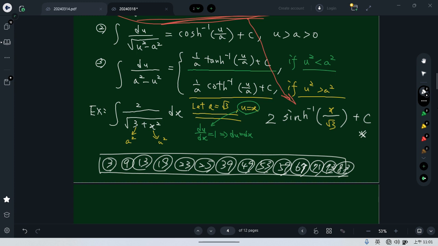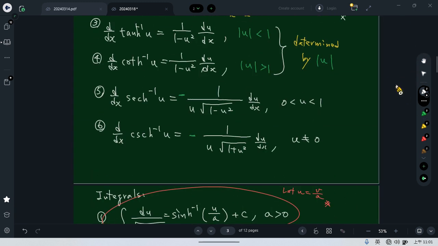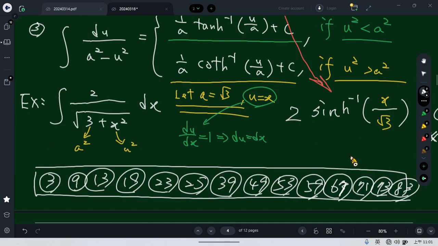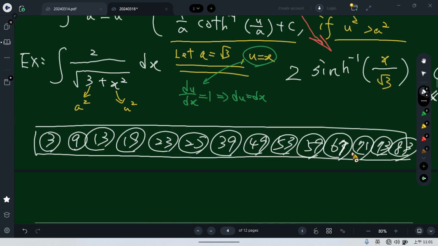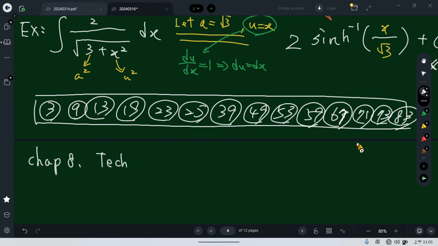Okay, if no problem, we need to go faster. So is any problem here? If no, we will start chapter 8. In chapter 8, we will talk about some techniques for integration.